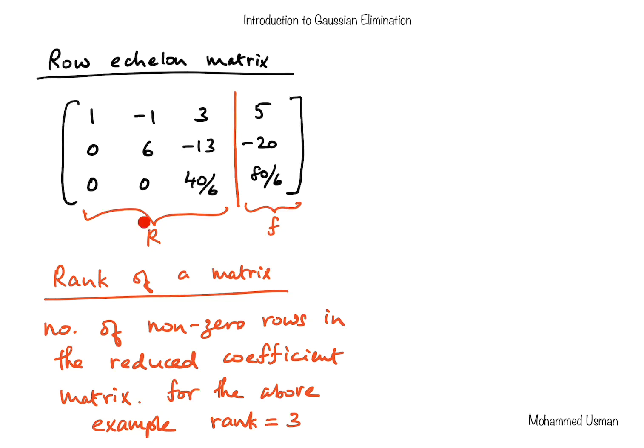If, for example, this last number in the reduced coefficient matrix R is 0, and the number in the F vector in that particular row is non-zero, suppose this is 0 and this is non-zero, then the system has no solution. That will correspond to a case where there is no solution. If the entire row is 0, that means this position is also 0 and this position in F is also 0, then the system of equations has infinite possible solutions.